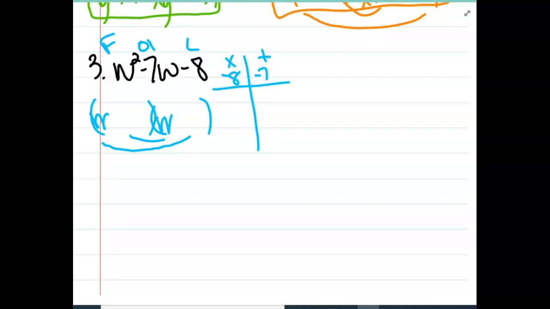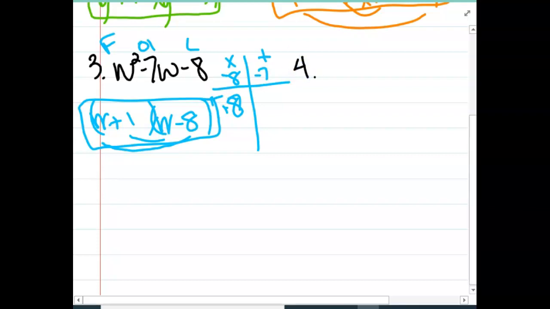One of them has to be negative, and one has to be positive. Those are different signs, so keep that in mind. What are some things that multiply to give me negative 8? Okay, 1 and 8. One of them has to be negative. If I'm going to add to give me negative 7, which one of these needs to be negative? The 8, because the bigger number needs to be negative if they're going to add to give me negative 7. So this will be w plus 1, w minus 8.